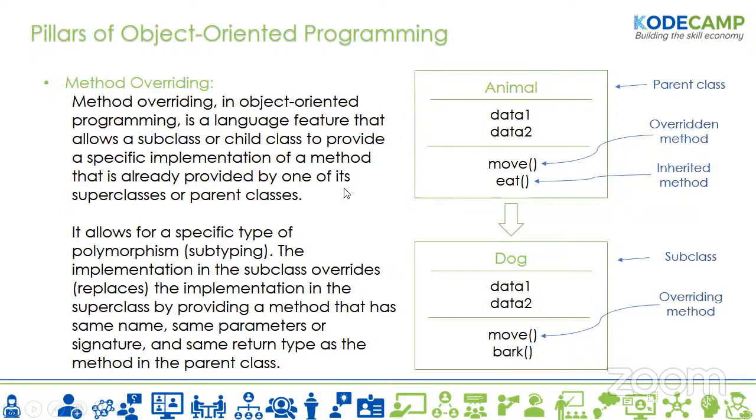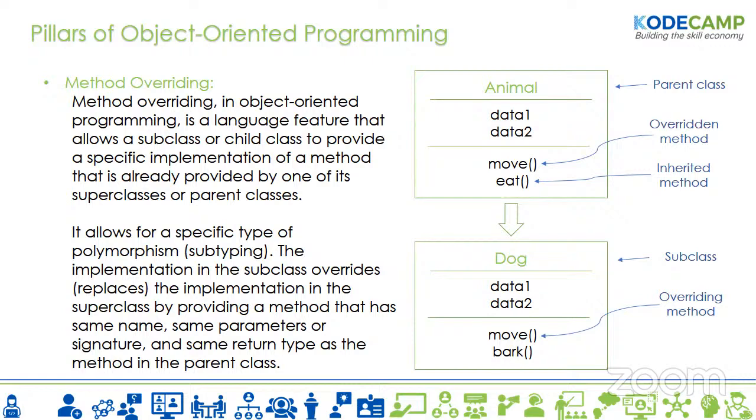Now, method overriding in object-oriented programming is a language feature that allows a subclass or child class to provide a specific implementation of a method that is already provided by one of its super classes or parent classes. So it basically overrides or replaces the implementation in the superclass.